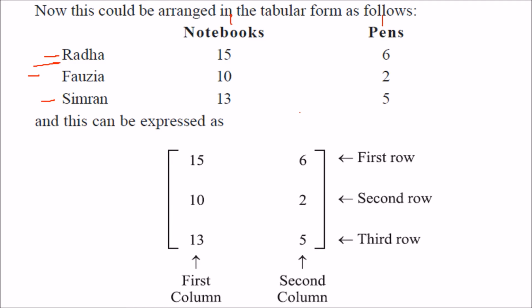So this is the first row. This is your first row. This is your second row. This is your third row. This is your first column. This is your second column. So this is the column. This is the second column. This is the first, second, third row. And this is nothing but the combination of rows and columns, or the representation of a certain problem in terms of rows and columns. We have used a square bracket and we call it a matrix.